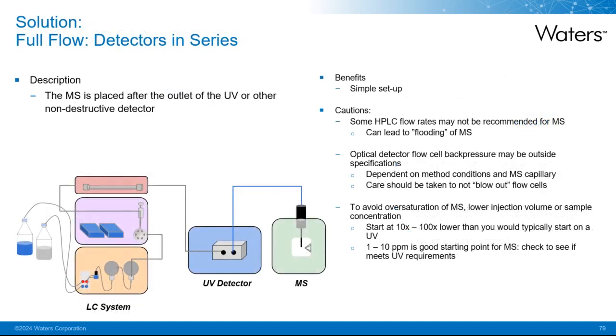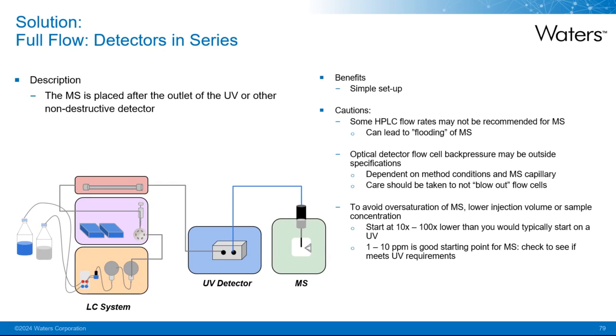Another aspect to consider is just the flow as well. So if you've got a HPLC system, the flow rate may be quite high, maybe 1 ml per minute. So you just want to make sure that you don't flood the mass spec with too high flow rates. This can be a two-pronged issue. So you might end up with too much liquid in the mass spec, causing flooding.